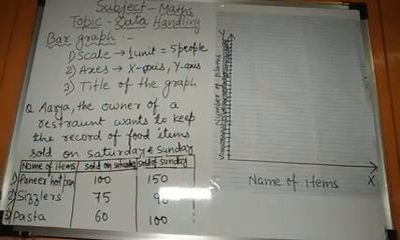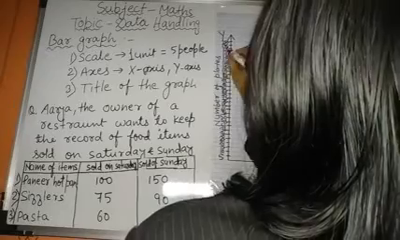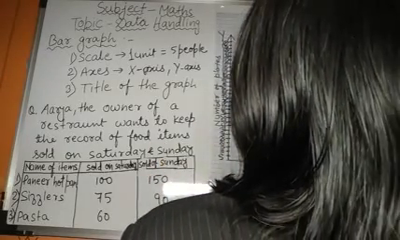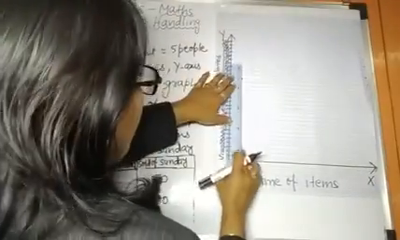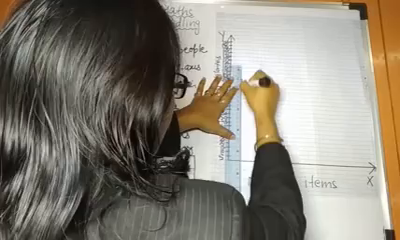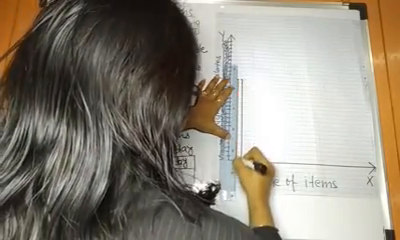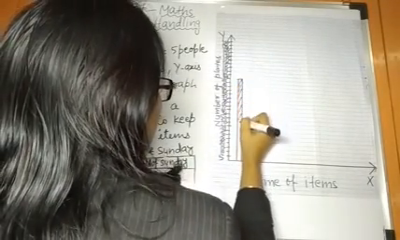Now what do we have to do? This is the name of items. The name of the item is paneer hot pan, that is 100. First of all we will make the chart of Saturday. So the chart of Saturday, that is 100. First of all we will make the graph for Saturday. I have made this bar graph. This is for Saturday for 100 people.